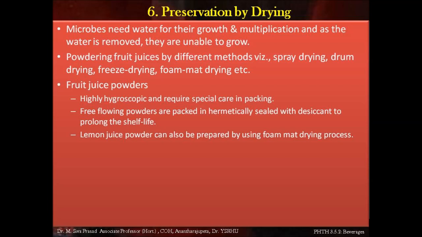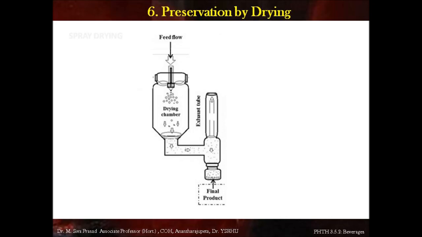These fruit juice powders are hygroscopic in nature, which means that if you remove the moisture, when they are exposed to air they instantly absorb the moisture present in the air and become moist. That's why these fruit powders are sealed in airtight containers, hermetically sealed, and desiccants are put in to prevent them from rehydrating so that they retain their powdered form. Such dehydrated or powdered fruit juices can stay for very long periods of time, occupy very little space, and are beneficial in terms of transportation, saving space and money as well. In this slide you can see a schematic diagram of spray drying.